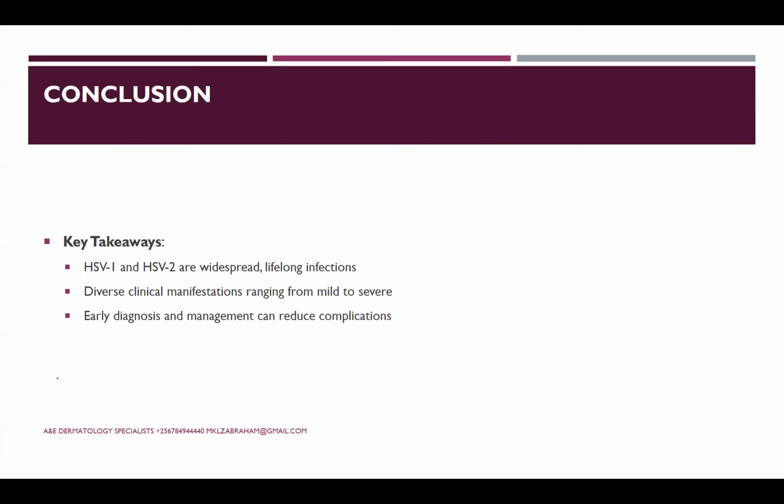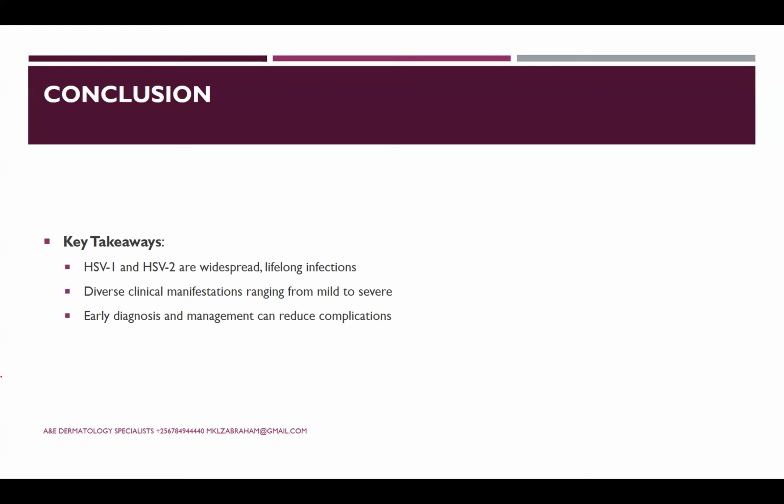So what should we take away from this session? One is that HSV type 1 and 2 are widespread and they give a lifelong infection. As we mentioned earlier, after they have attacked your epithelial cells, usually they are taken up by the nerves, move retrograde into your sensory ganglion, rest there, and those are immune protected sites. So your immunity cannot fight them. They only come out when reactivated.